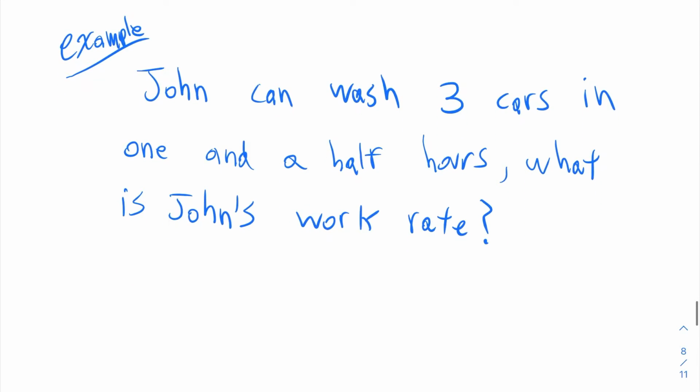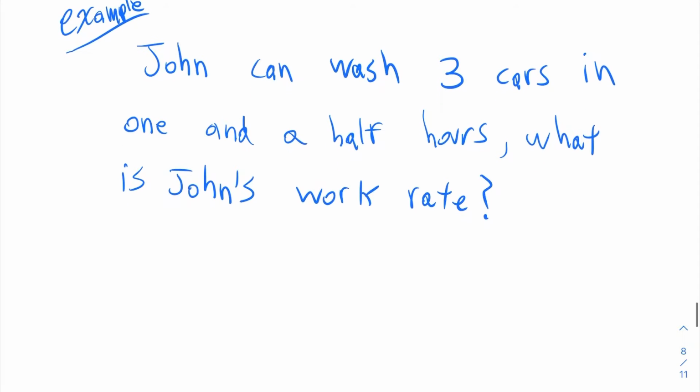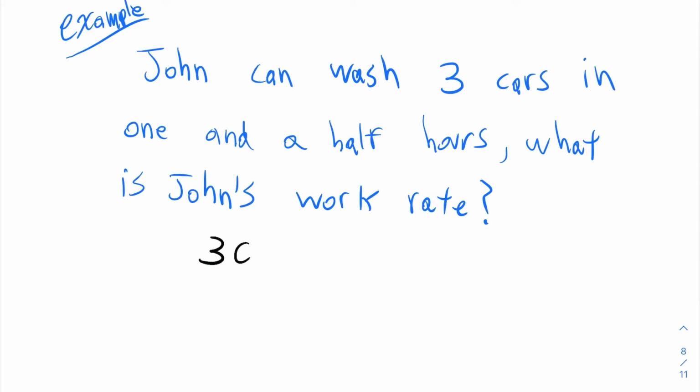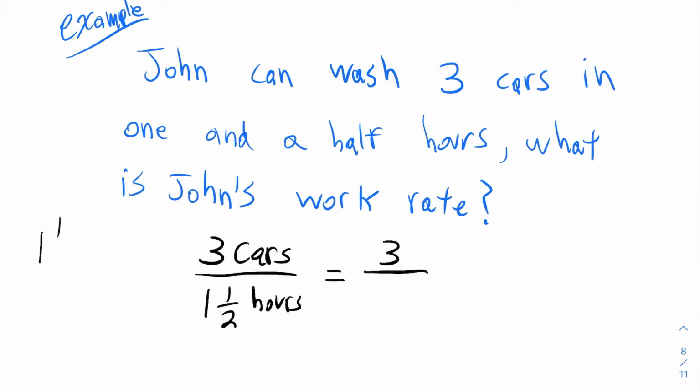John can wash 3 cars in 1 hour. Or sorry, in 1.5 hours. John can wash 3 cars in 1.5 hours. What is John's work rate? Well, John washes 3 cars in 1.5 hours. Well, one and one half is the same number as 3/2.